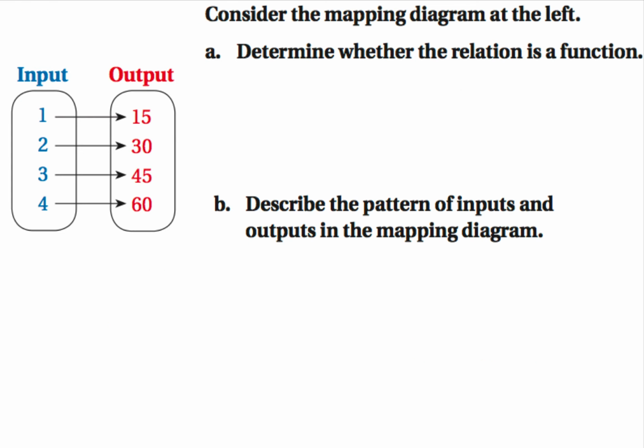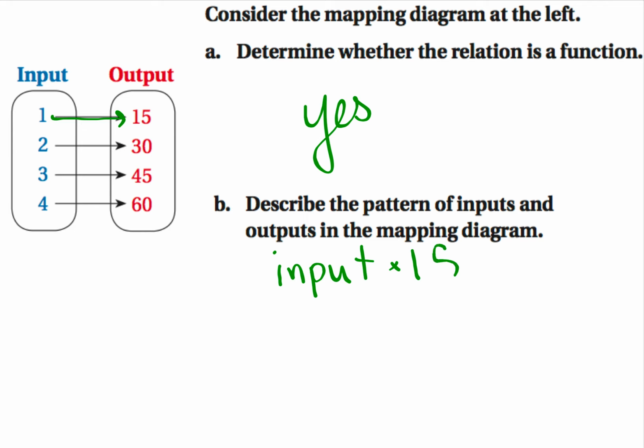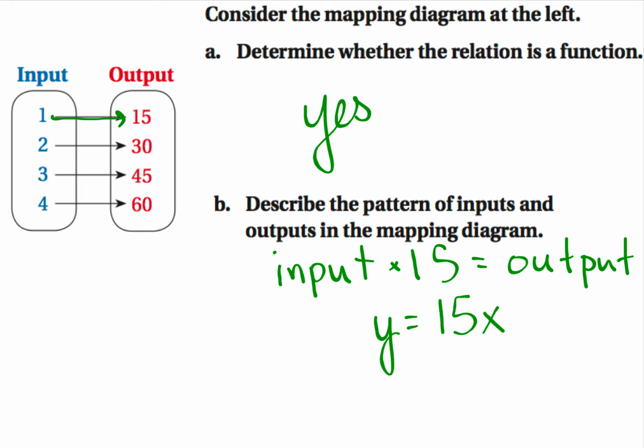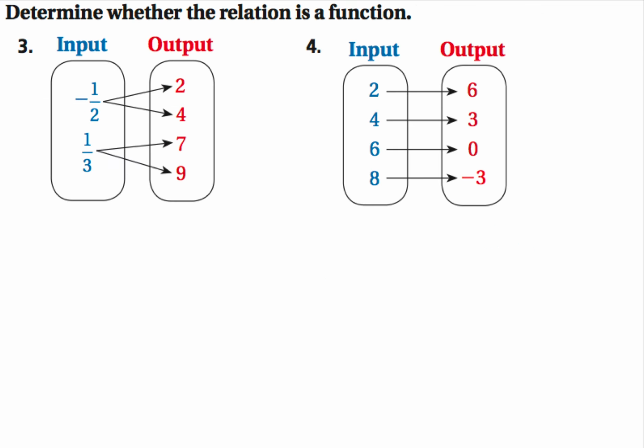Okay, determine whether this relation is a function. Well, every input only has one place it can go. Yes, it is a function. Describe a pattern in the inputs and outputs. One pattern I'm seeing here, to get from 1 to 15, that multiplies by 15. The same thing happens with 2 becoming 30, 3 becoming 45, and 4 becoming 60. So the pattern I see is that the input gets multiplied by 15 to create the output. Or as we did previous to now, it's just y equals 15x. The output y is equal to 15 times x, the input.